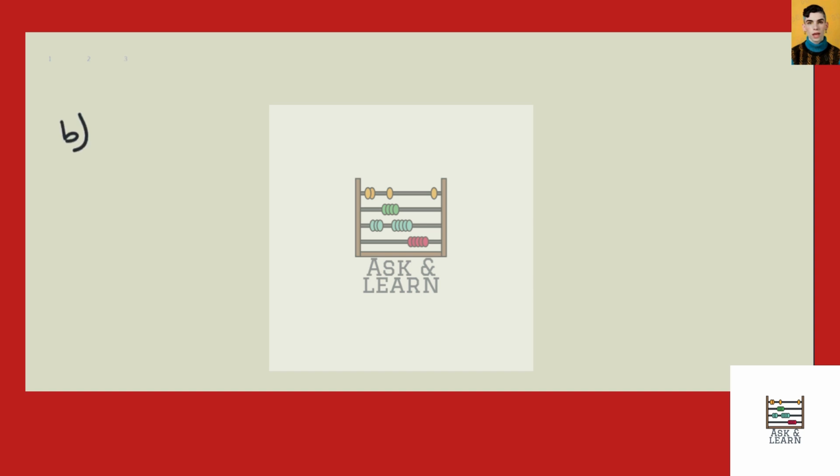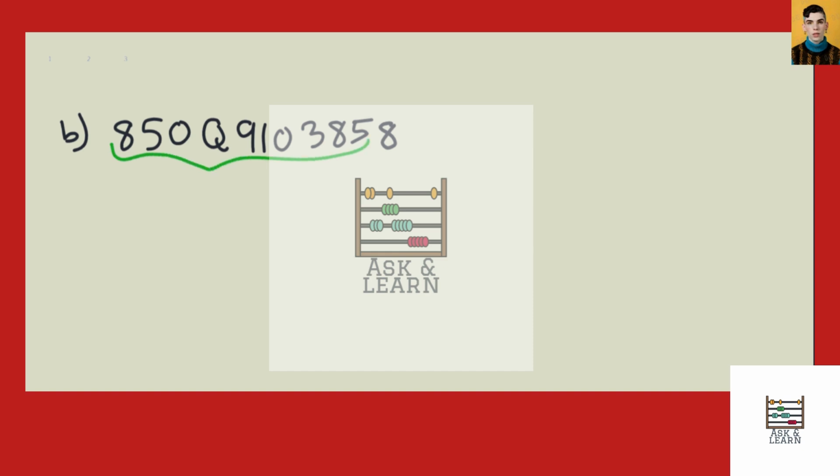So going on to part B, we have a new set of digits: 8, 5, 0, Q, 9, 1, 0, 3, 8, 5, and 8. To find the check digit, we take the sum of the first 10 digits, which is going to be equal to 39 plus Q. And then we want to take that whole thing mod 9.